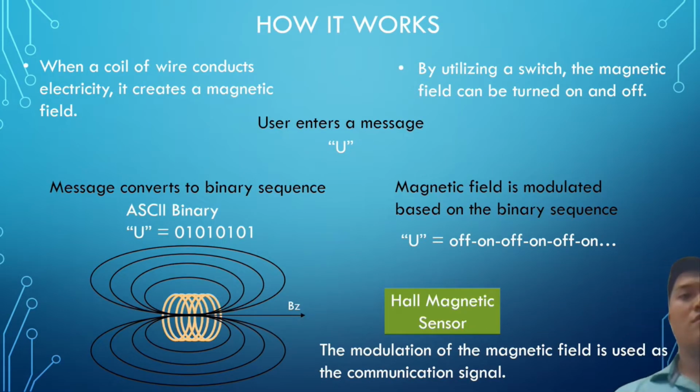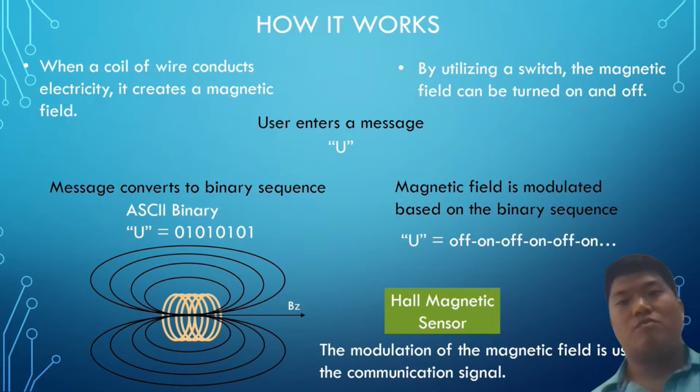So, a brief overview of how it works. When a coil of wire conducts electricity, it generates a magnetic field. If you incorporate a switch into it, you can create modulation of the magnetic field by turning it on and off.